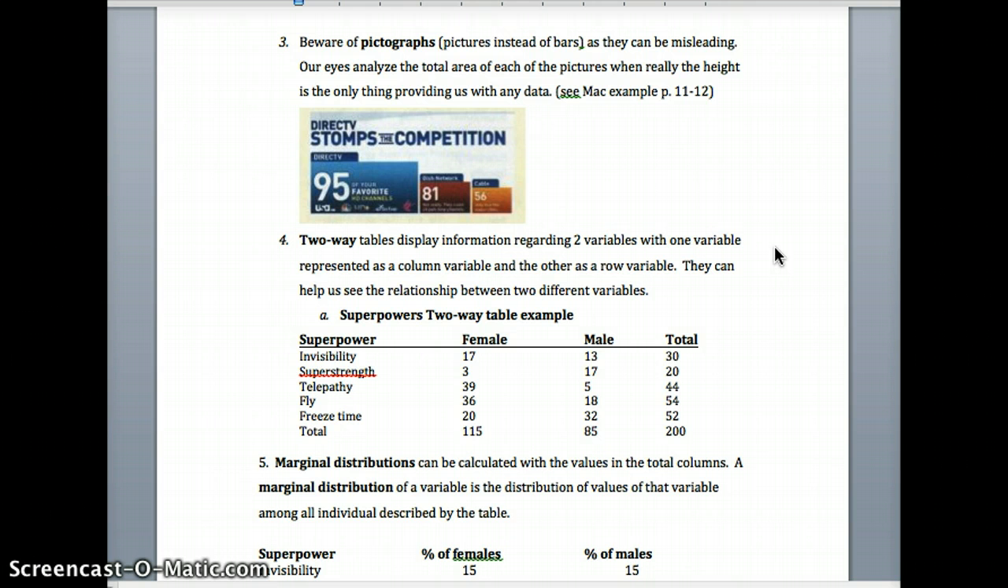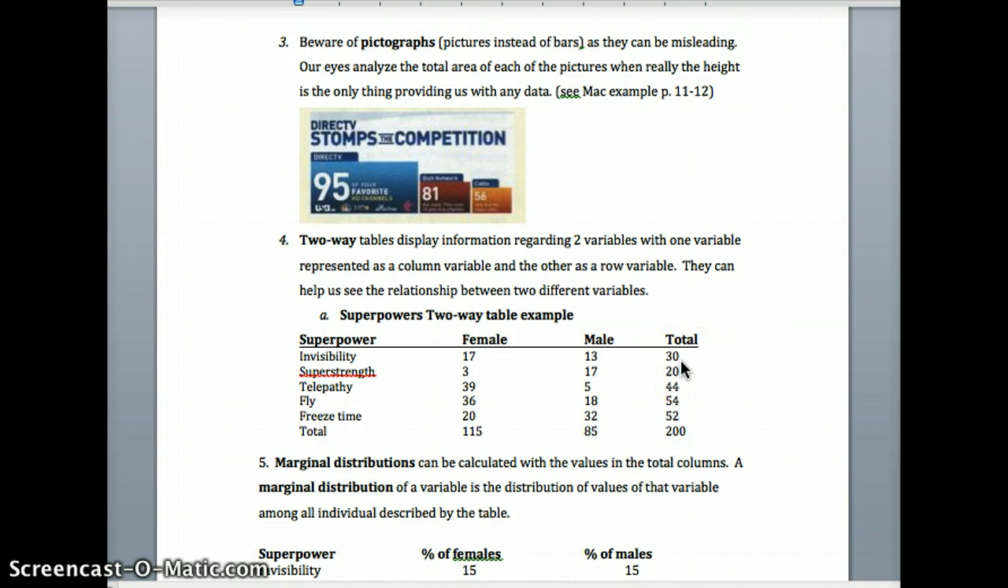Two-way tables are a key way of organizing our data and looking at 2 variables. For example, here we have gender and choice of superpower. A two-way table implies there are two variables being measured. Now, we have 2 types of distributions we can gather from it. We can look at the total columns, which we would only do if we had a question about one variable, like choice of superpower: invisibility, super strength. We could say 30 out of 200, or 15%, chose invisibility.